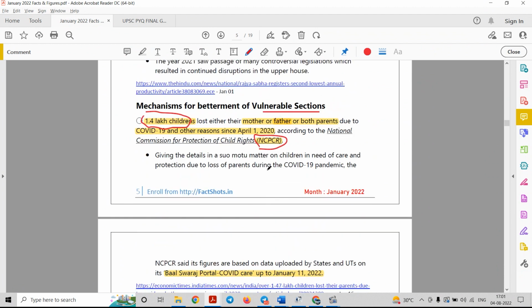So you can utilize such facts in questions related to the child, that is, the vulnerable section. If you go to the GS1 society part and also the social justice part of GS2, you can quote such facts in questions related to the child. What are the issues faced by the child in India, or what are the negative impacts of COVID-19 on Indian society? In such questions, you can quote this fact that many children became parentless, they became orphans because they unluckily lost a single parent or both parents.